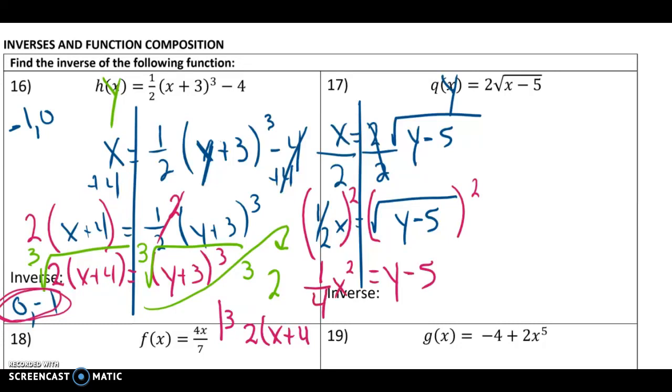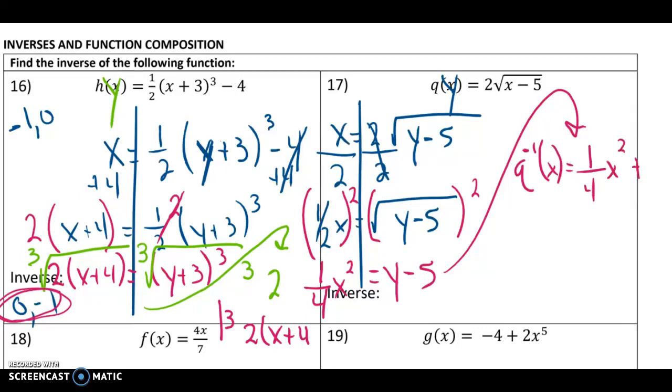And now my last step to get y by itself is just to add 5. So if you're going to write it with the inverse notation, you have that, and it's going to be 1/4 x squared plus 5. And again, if you want to check to see if a point works, put this in your calculator. You will have to pick a point that works within the domain. So you have to pick something that's greater than or equal to 5. So make sure that your point is 5 something, 6 something, so that when you check, it's going to work over here. Okay? All right, moving on to 18.